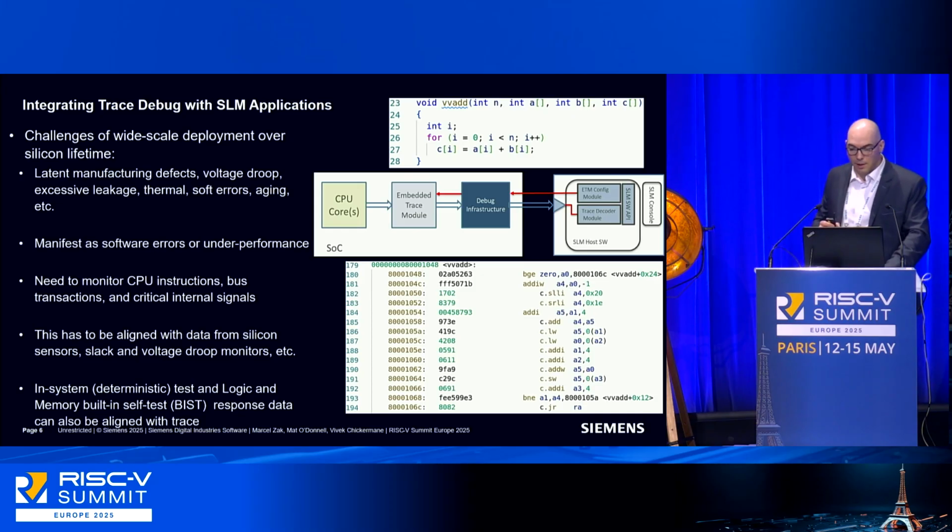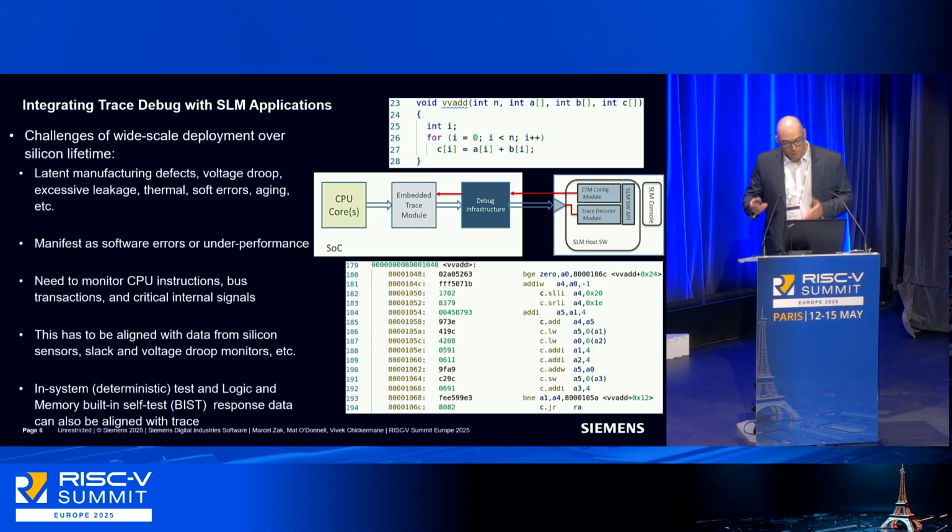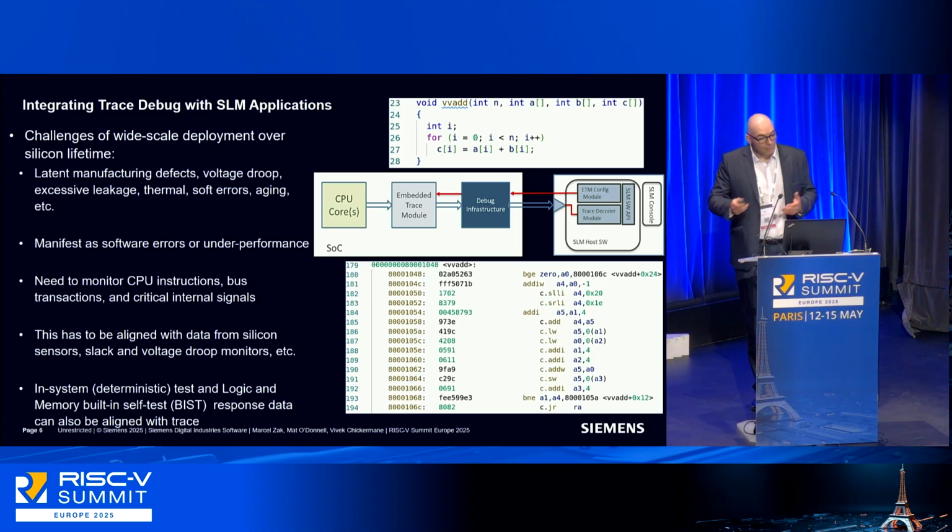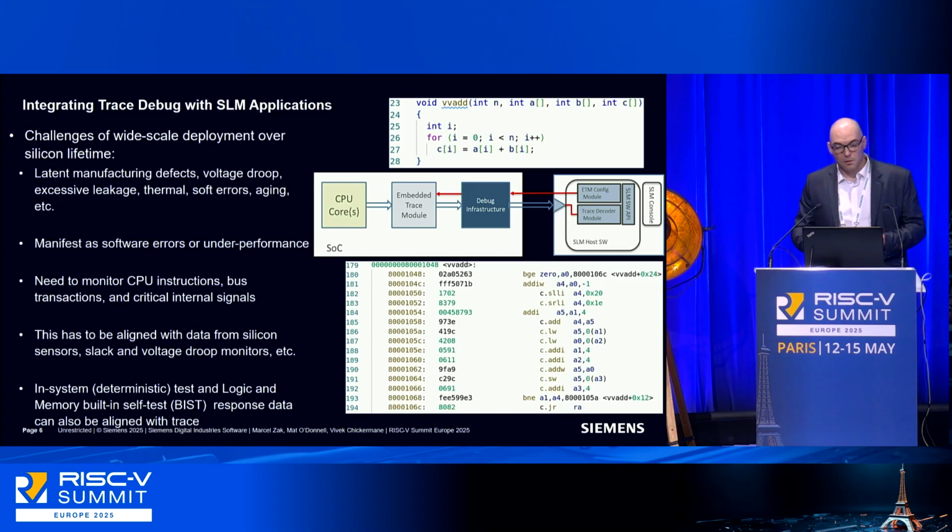The real power comes from correlating this trace data with other SLM measurements. SLM stands for Silicon Lifecycle Management. PVT sensors, slack monitoring, voltage drop data, and built-in self-test results. However, it creates an enormous amount of data at system speed. Just a few lines of C code translate into hundreds or thousands of CPU instructions. This is why compression is a must. This integrated approach gives us unprecedented visibility into our silicon's health throughout its entire life cycle.